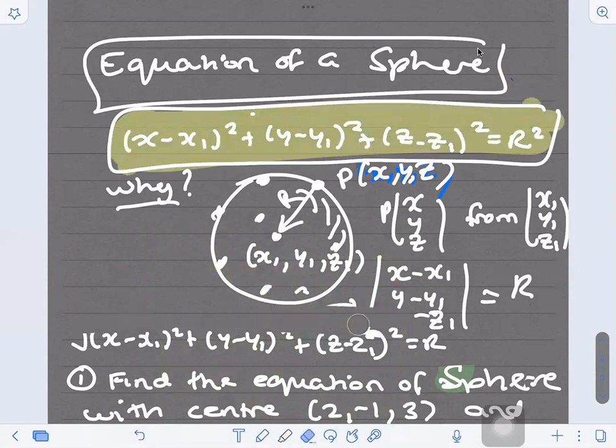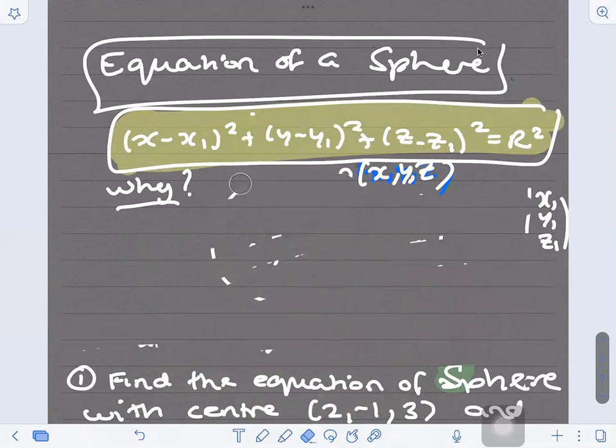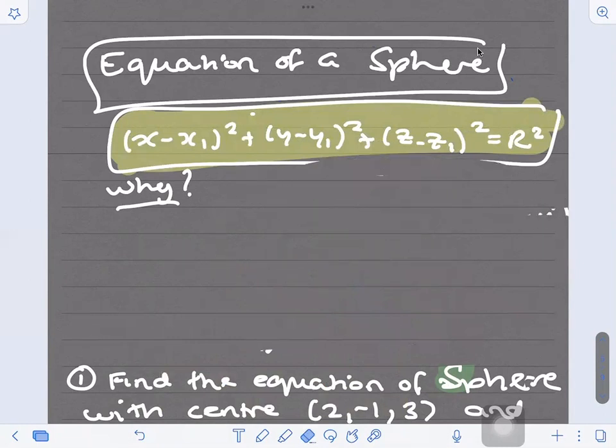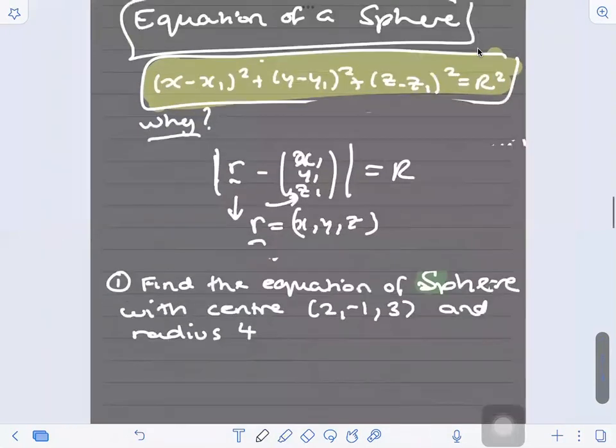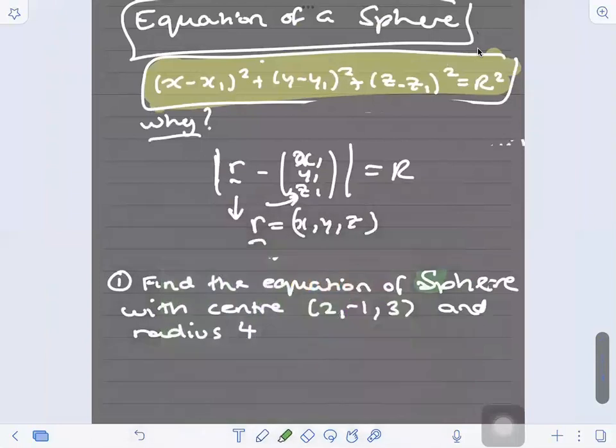In saying that, the actual vector equation of a sphere would be the position vector minus your center, let's say it's (x1, y1, z1), has to equal r. So that's just telling you the distance that the point (x, y, z) is from that point. Now I won't use z there actually, because we use z for complex numbers. Probably we use r. So r is the point (x, y, z). The distance it is from the center is equal to the radius, and that's in vector notation.